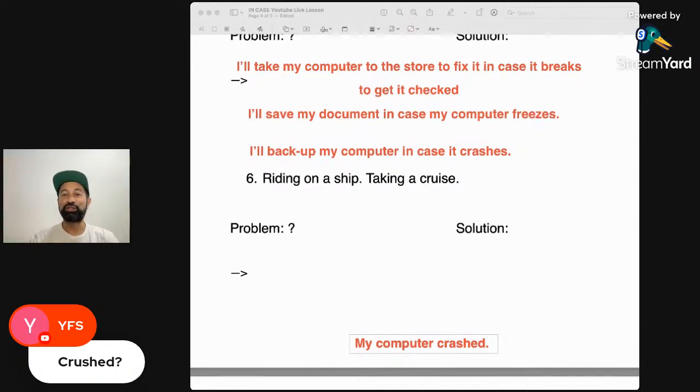Crash is usually used when two cars hit each other. It's a crash. But for computers, we also use this verb. It means it breaks. Good question, YFS.